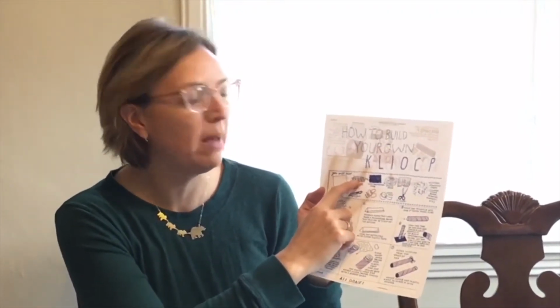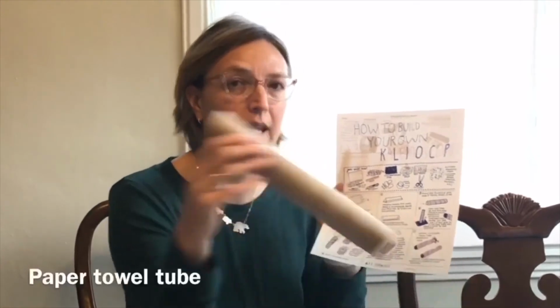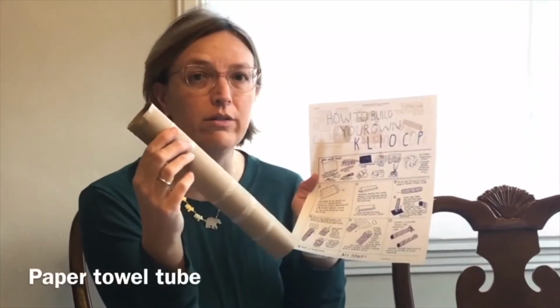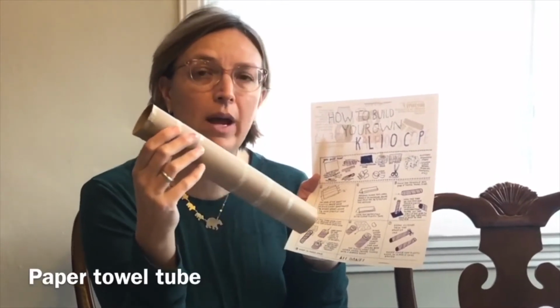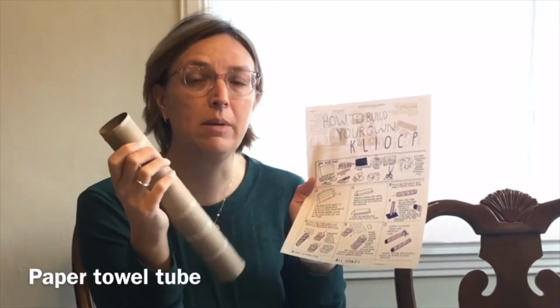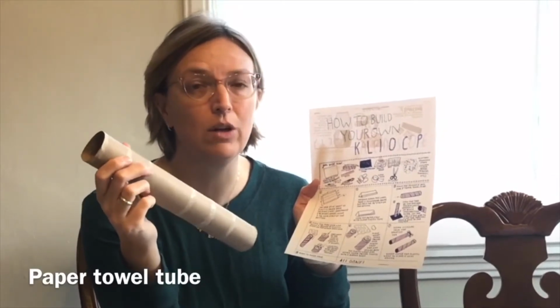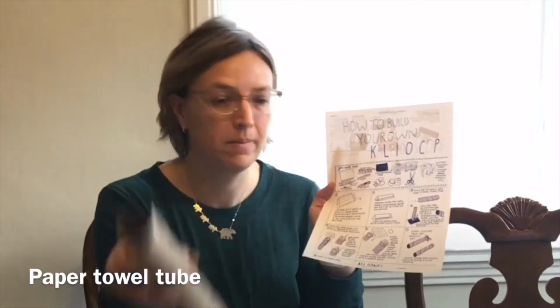I realized as I was going through it that many of these items I did not send home with you, and so I had to go around my house and try and find things that would work. The first thing that you're going to need to find is a paper towel tube. It looks like this, or you could find 2 toilet paper tubes and tape them together, or you could take a piece of thin cardboard like a cereal box, roll it into a circle and tape it.